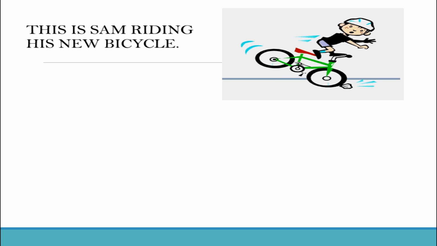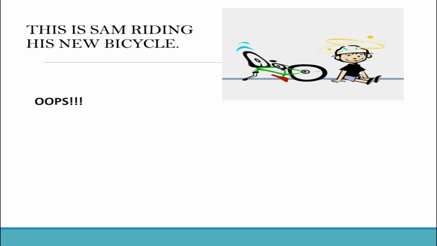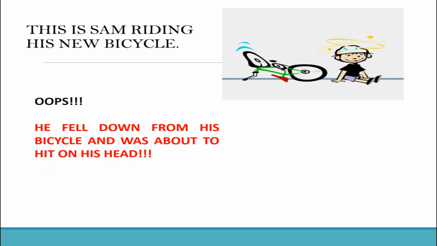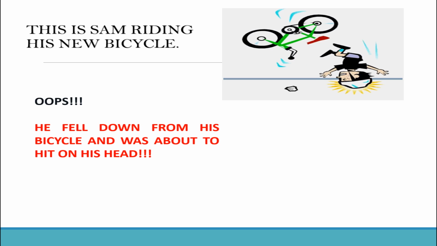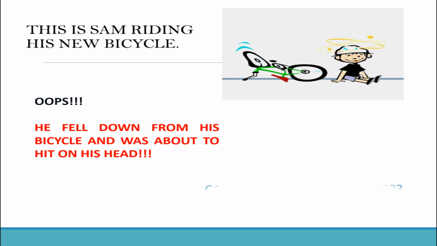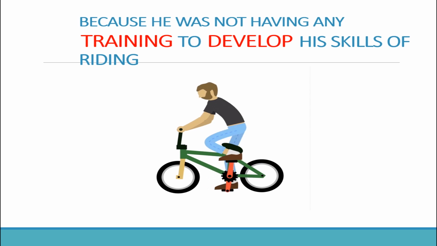This is Sam riding his new bicycle. Oops! He fell down from his bicycle and was about to hit on his head. Can anyone answer why? Because he was not having any training to develop his skills of riding.